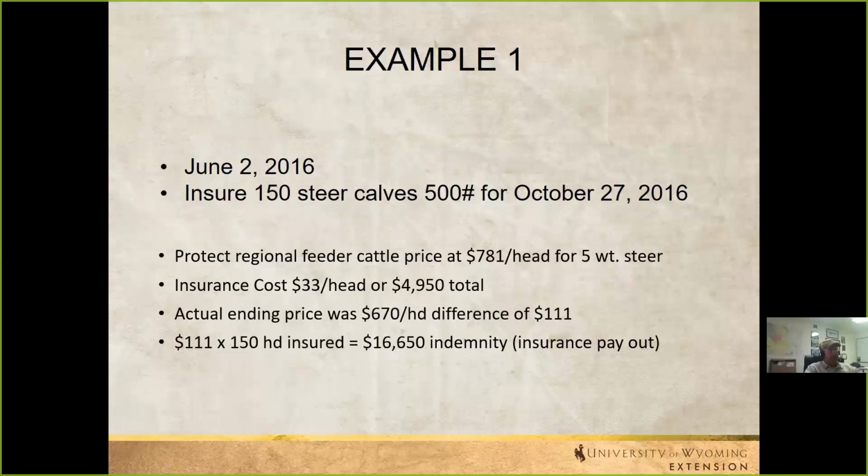So essentially, would I have been smart to buy this a year ago? Yeah, you bet I would have. Does it always work like that? No, it doesn't. So essentially, I wrote a check for $5,000. They wrote me a check for $16,000 on these 150 head. So it would have been smart last year to have put a floor on these cattle in June or whenever this insurance was. Let me stop there and open it up for questions on this first example.